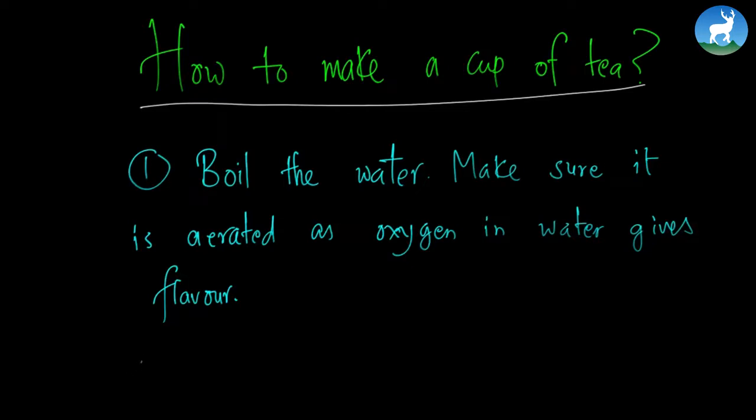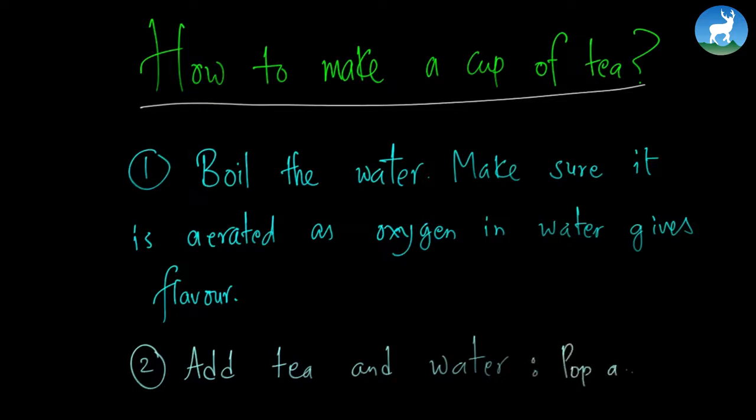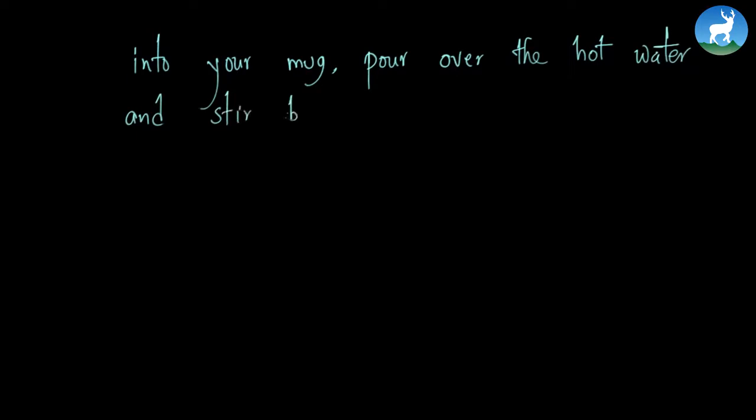The second thing you should do is add tea and water. Pop a tea bag into your mug, pour over the hot water and stir briefly. So in this section, what you will do is pop a tea bag into your mug, pour over the hot water and stir briefly.